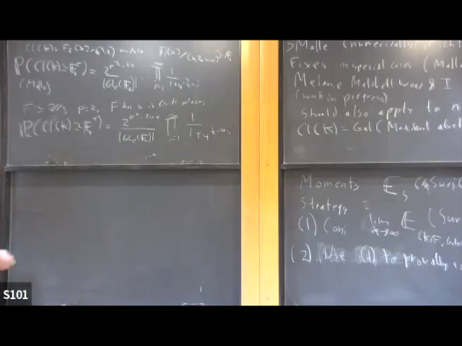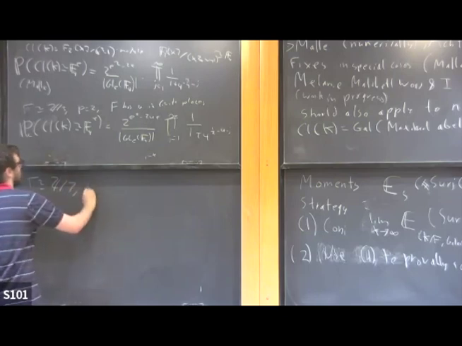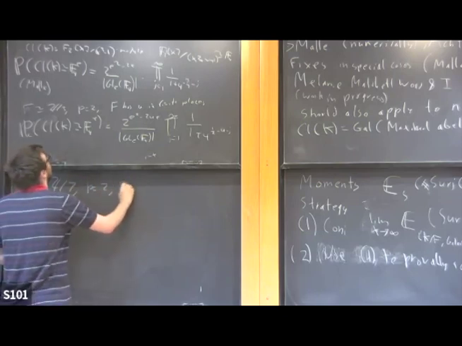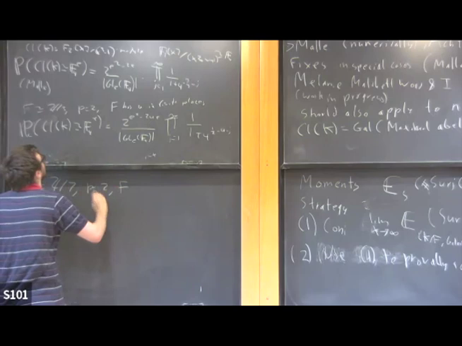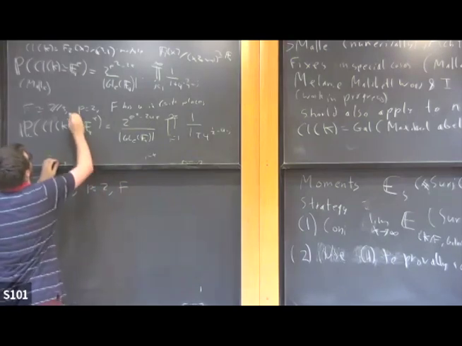So let's consider gamma equals Z mod 7, p is 2. That was bad. These should all be 2-torsion.